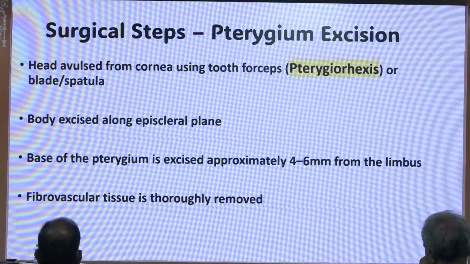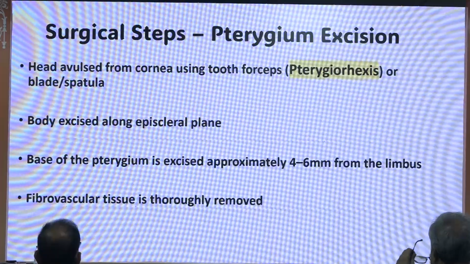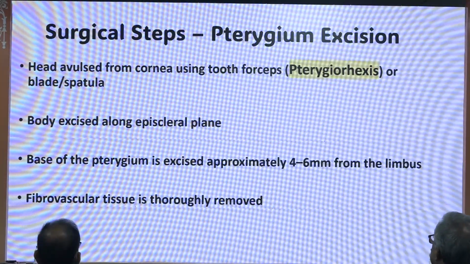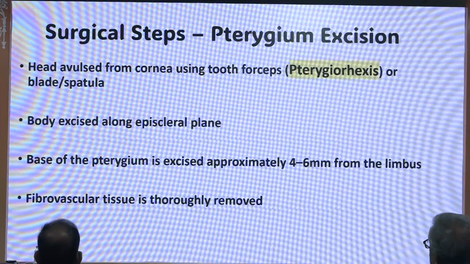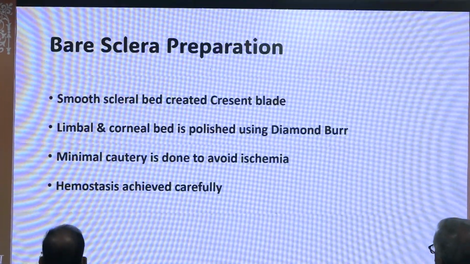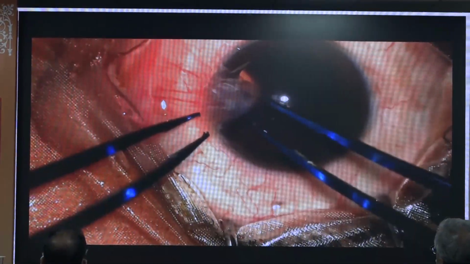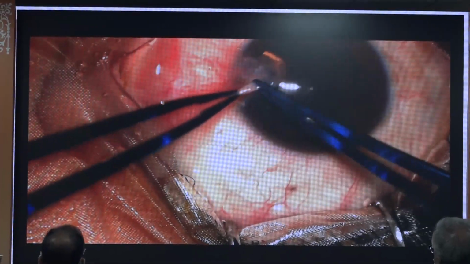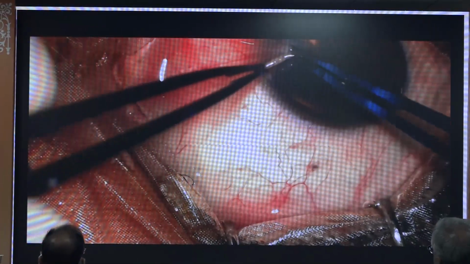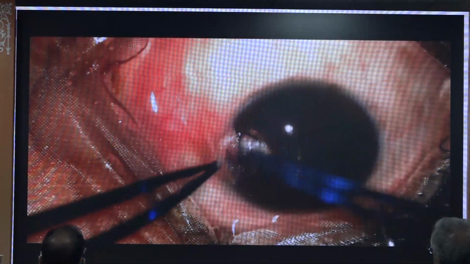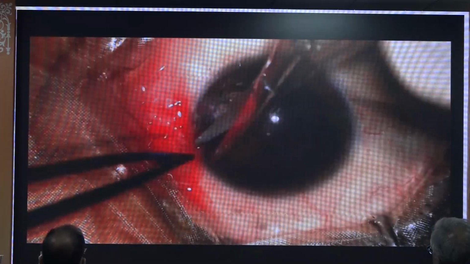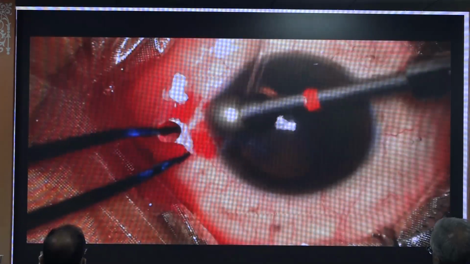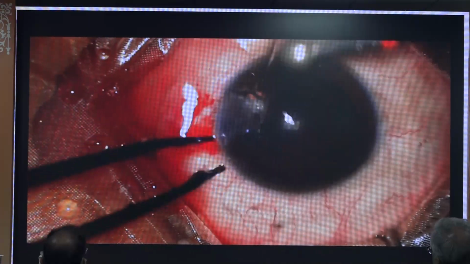Now, coming to the surgical steps proper. The head of the pterygium is avulsed using some toothed forceps in a circular fashion, called pterygiorrhexis. We will go to the surgery proper, so it will be easier to understand. First, the head is avulsed from the cornea using a pterygiorrhexis forceps. We can also use a Tooth's knife, blade or spatula to separate it. And once it's separated, the body is excised along the episcleral plane with Westcott scissors.